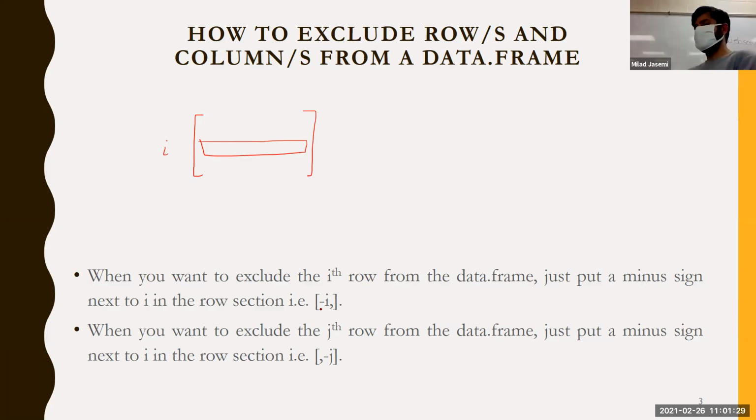When you put minus next to a number in the row section, as you can see here, it is interpreted in this way: all the columns, because this part is empty, all the rows, because here it is empty, all the columns except the J1.